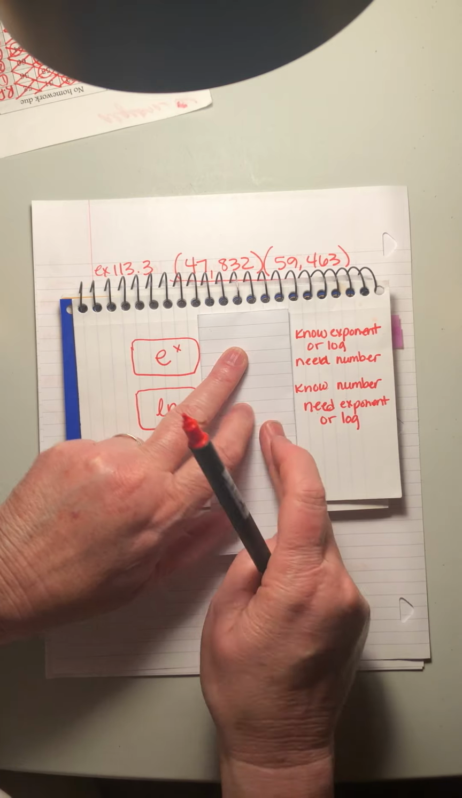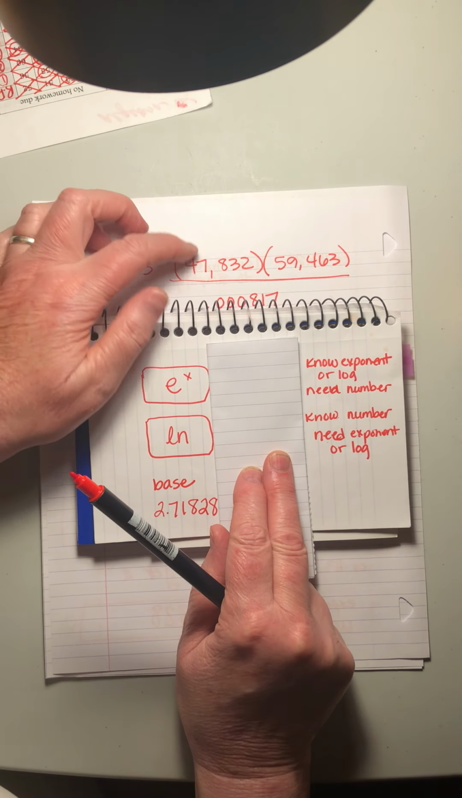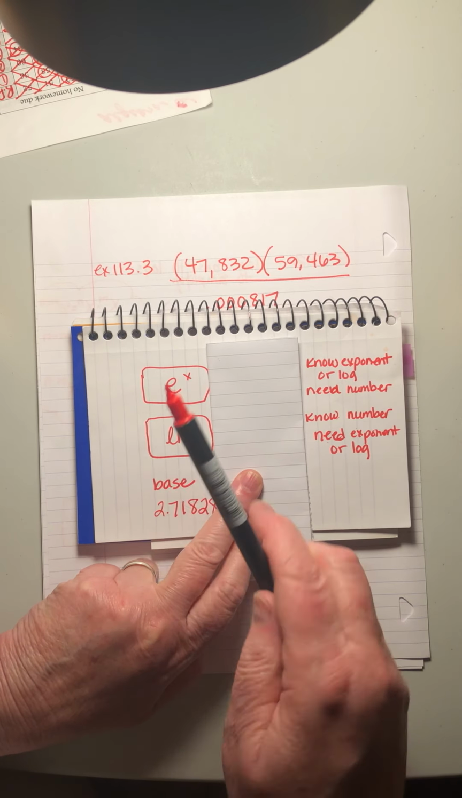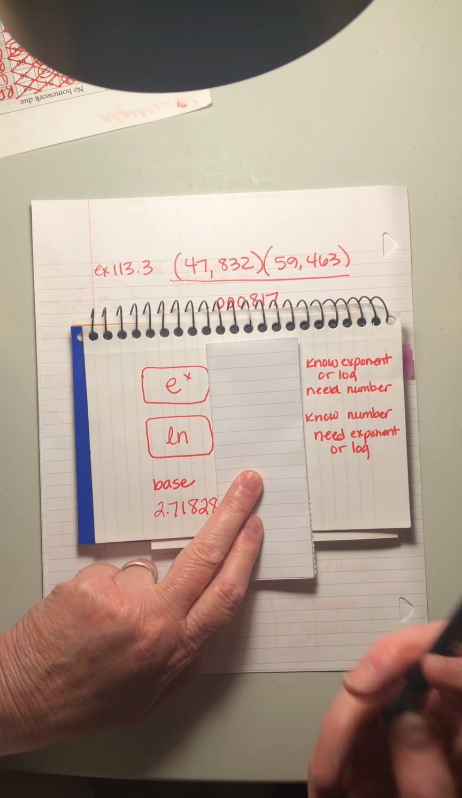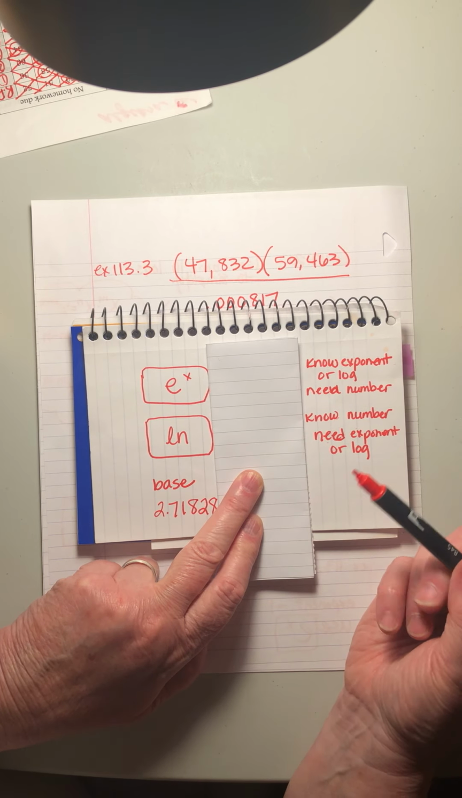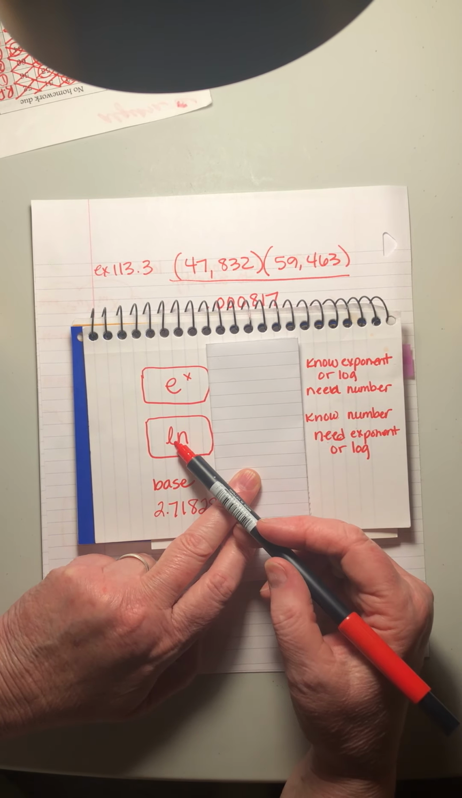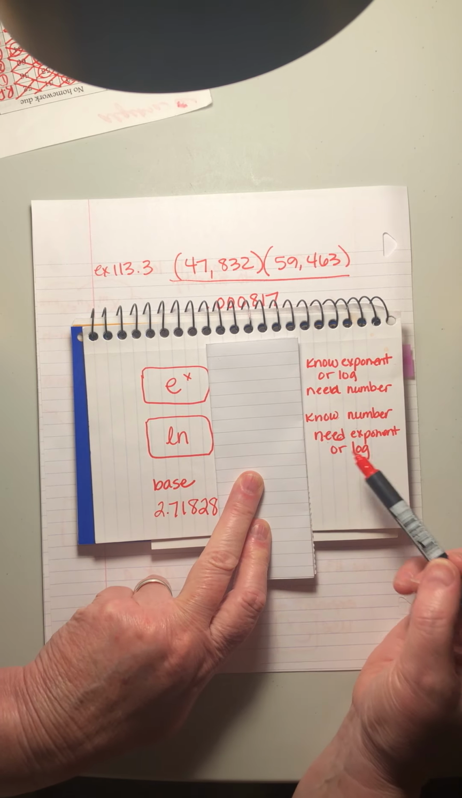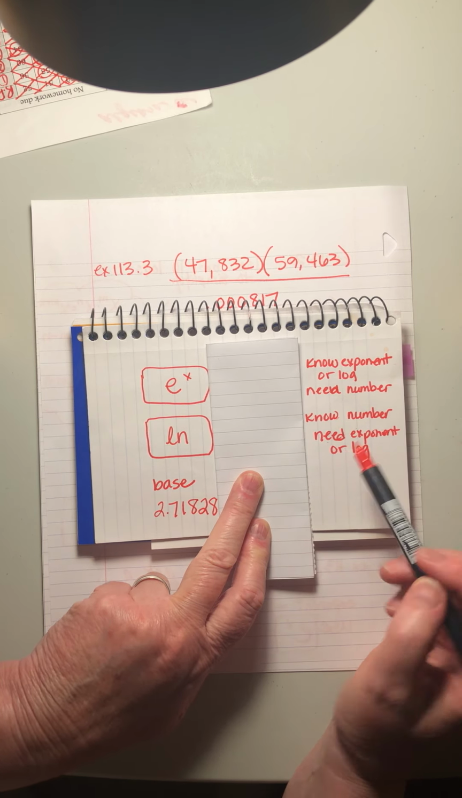So we don't need base 10. In this case, we know the number and we need the exponent. So again, we're going to use this box. Remember, this stands for natural log. It's log natural. I don't know why it's reversed order. I can't explain that to you. But this is the button we use when we want to use the base of E, the natural log, and we know the number, but we need the exponent.